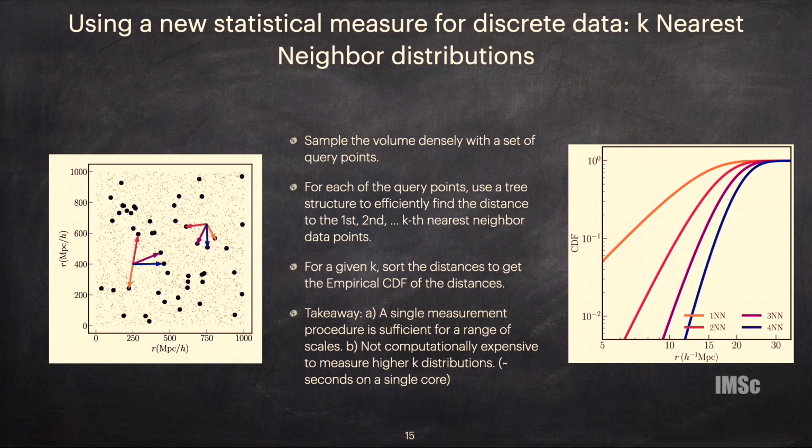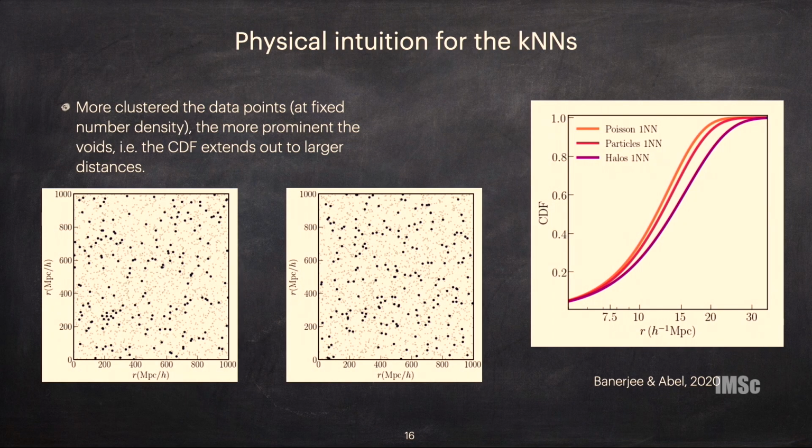And the second thing, very crucially, is that this is extremely computationally inexpensive. This scales like n log n, so just like the 2-point correlation function. So this is super fast. This works in a few seconds on a single core. So this is what I am calling my summary statistics, the k nearest neighbor cumulative distribution function. Okay? Let me quickly give you a flavor of what it is measuring.